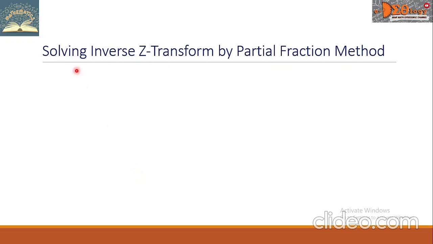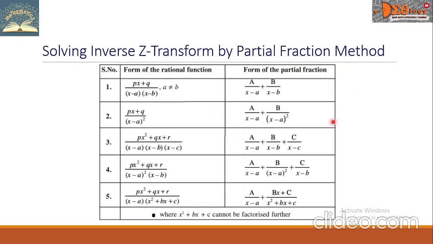Now, let's go to solving inverse Z transform by the partial fraction method. First, let us show this table. We have here the forms of the rational function. Opposite here are the forms for the partial fraction.